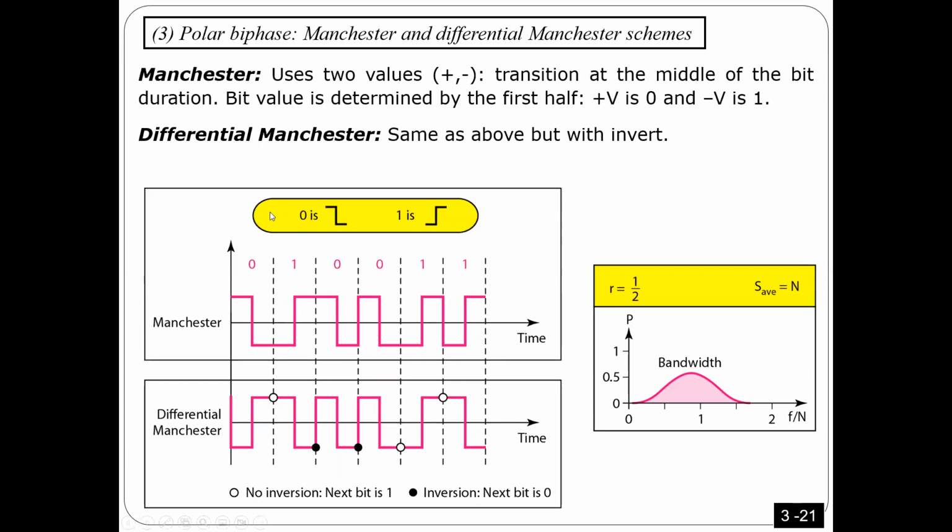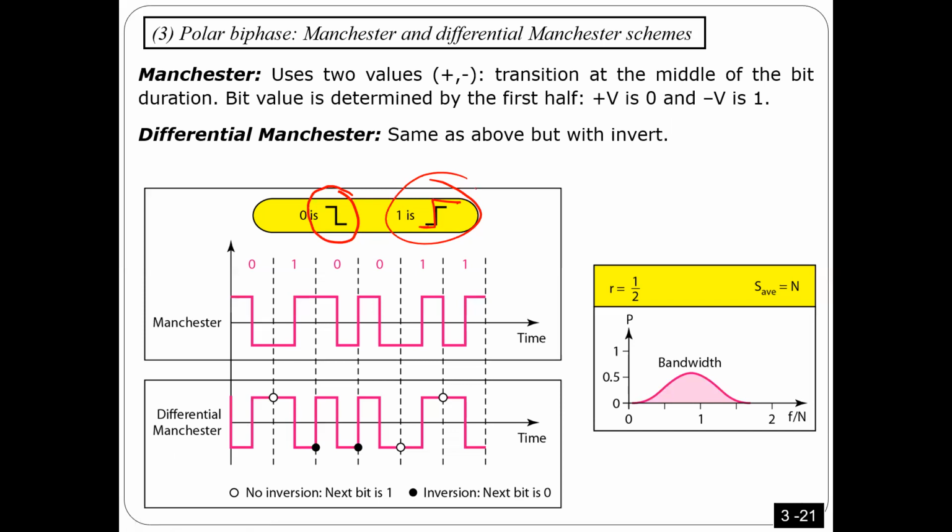For Manchester, the way Manchester works is, as you see here, every time we have 0, 0 is going to be signal like this one here. 1 is going to be negative and then positive, as you see here. So here, this is 0, always positive, then negative. 1, negative, and then positive. 0, positive, negative, and so on. If you do it this way. Is that okay?